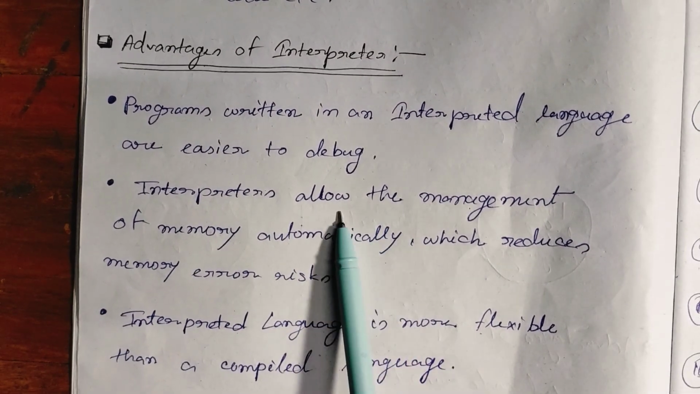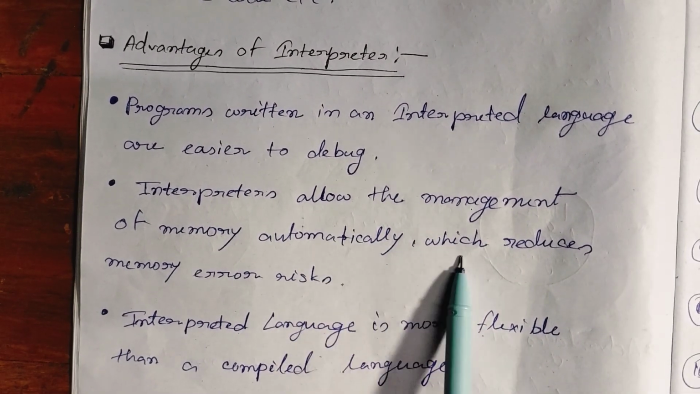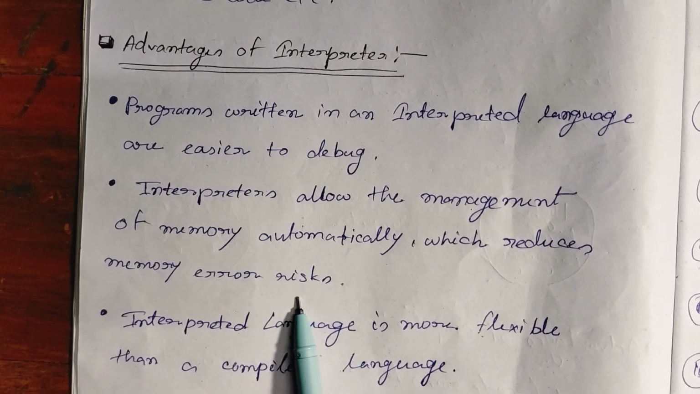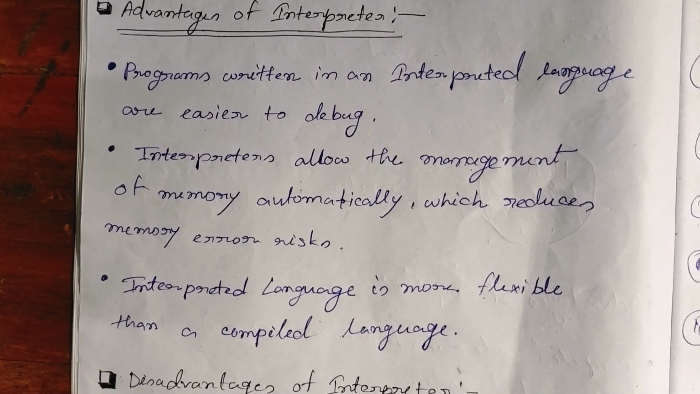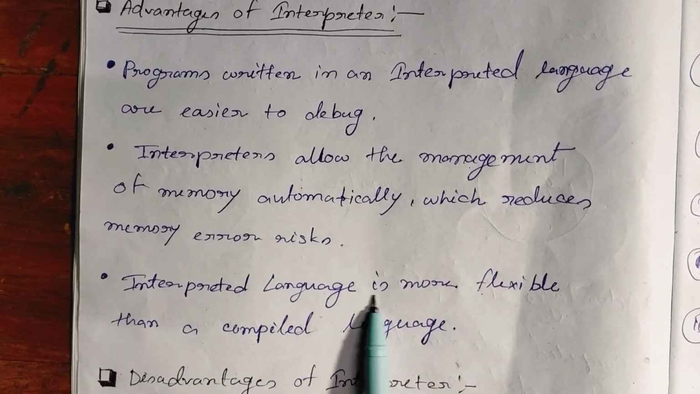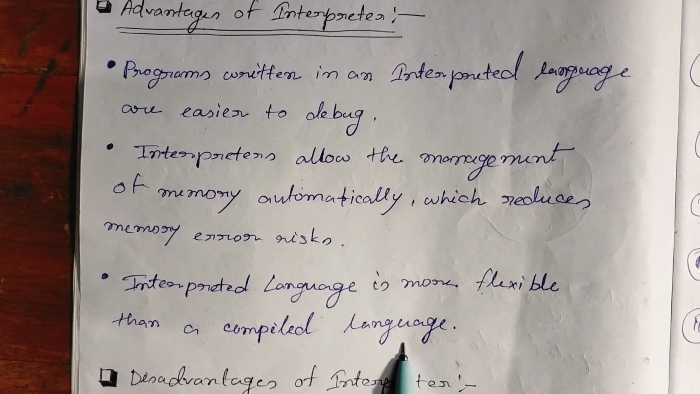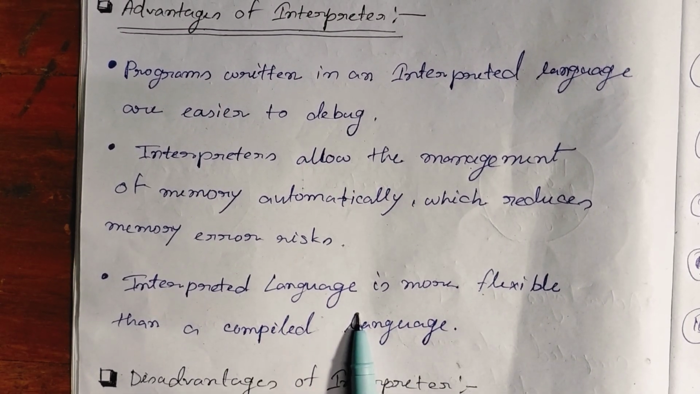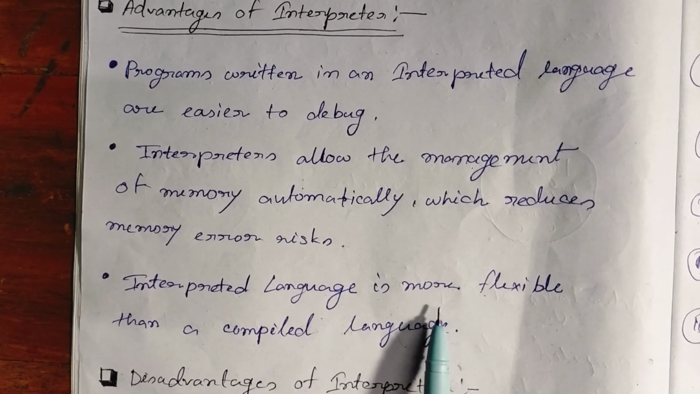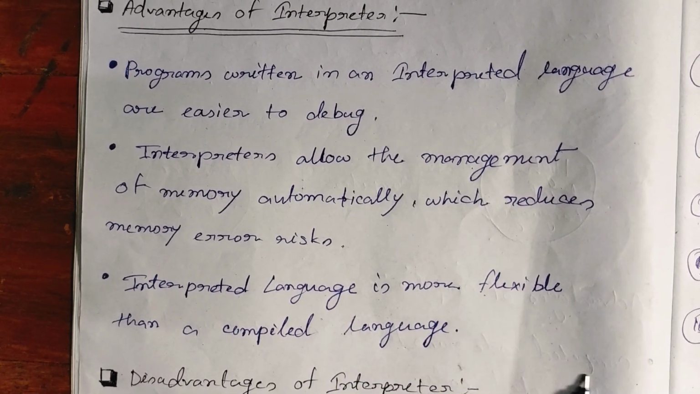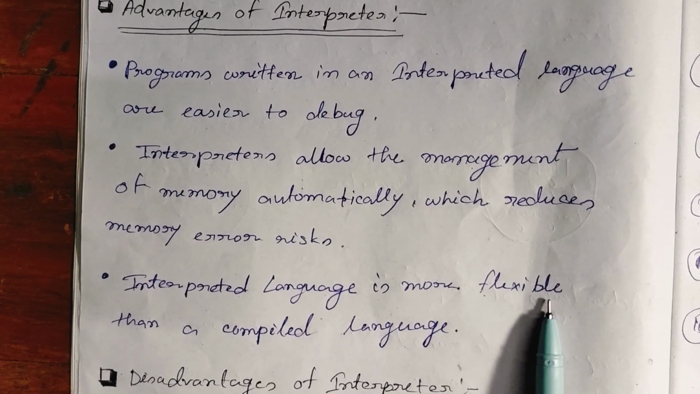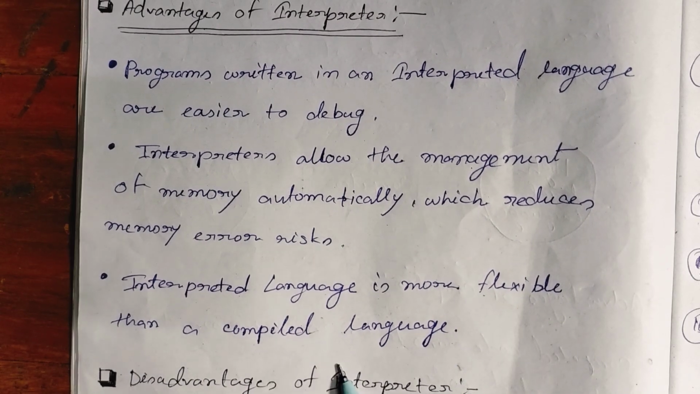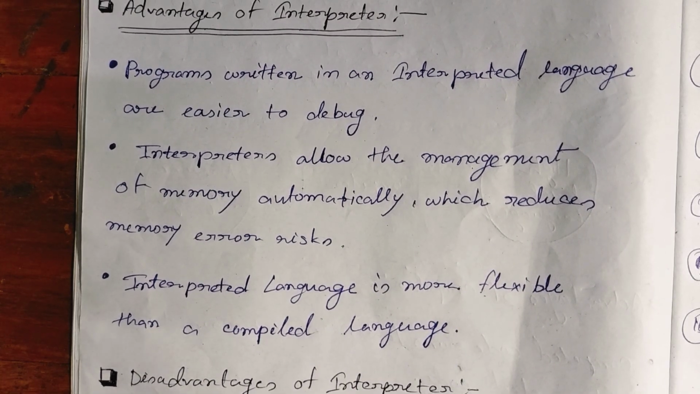The interpreter allows management of memory automatically, which reduces memory error risk. Interpreted language is more flexible than compiled language. Why so? Because an interpreted language is a language where we execute the program line by line. So that's why it is more flexible than compiled language.